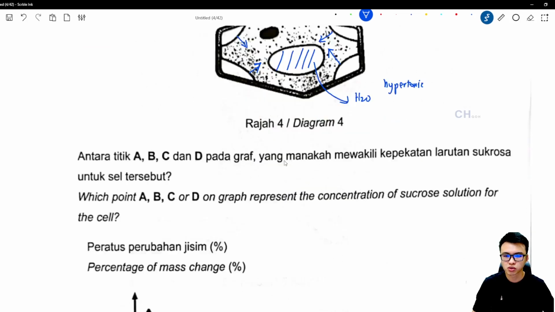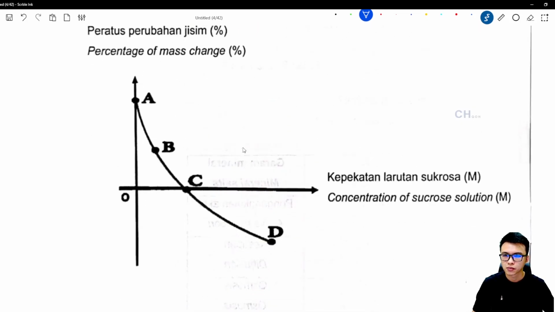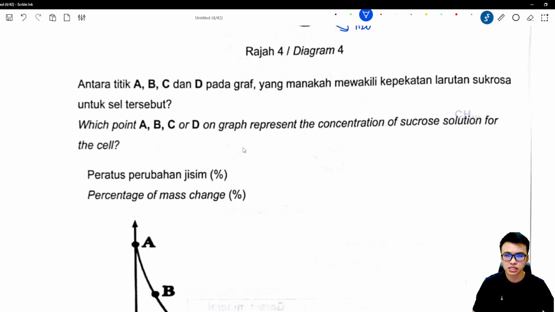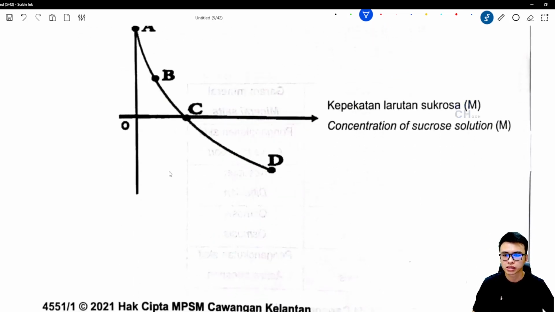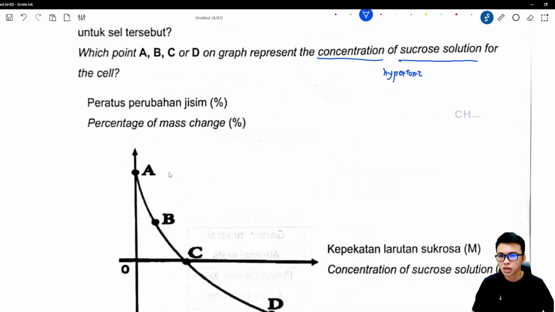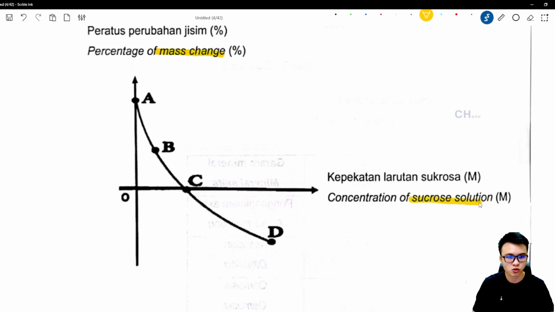Now, the question asks you about this. Which point A, B, C, D represents the concentration of sucrose solution for the cell? So the concentration of sucrose solutions must be hypertonic to the cell. Must be hypertonic to the cell. We look at the graph here. Percentage of mass change. We're talking about the mass change and then the concentration of the sucrose solutions.